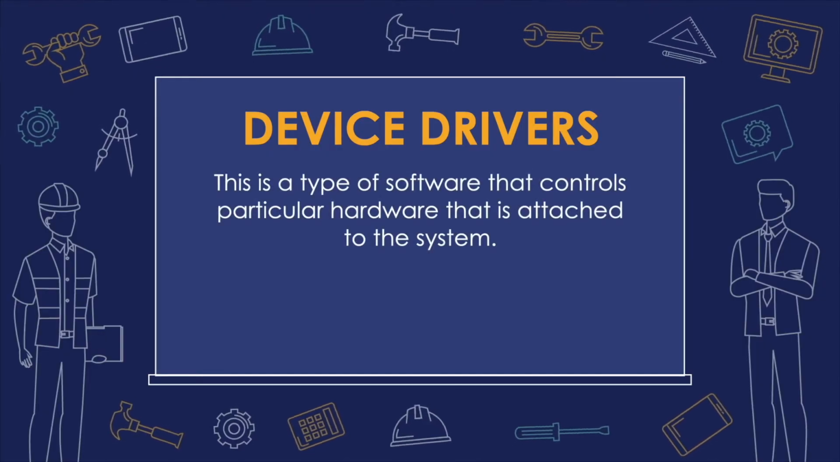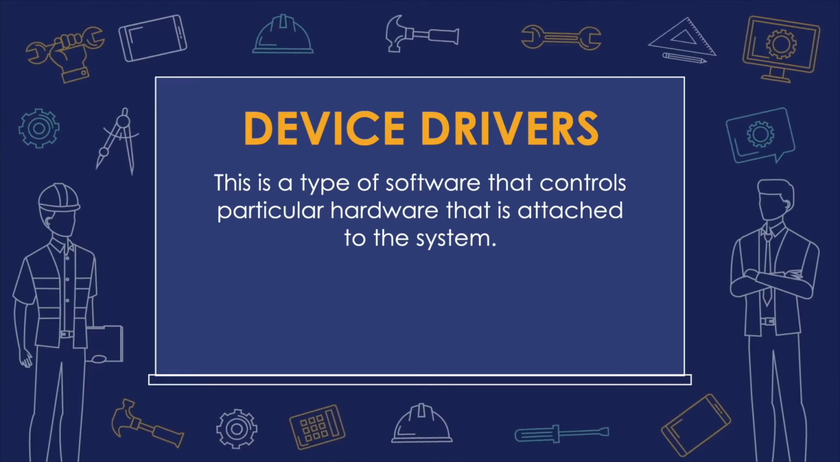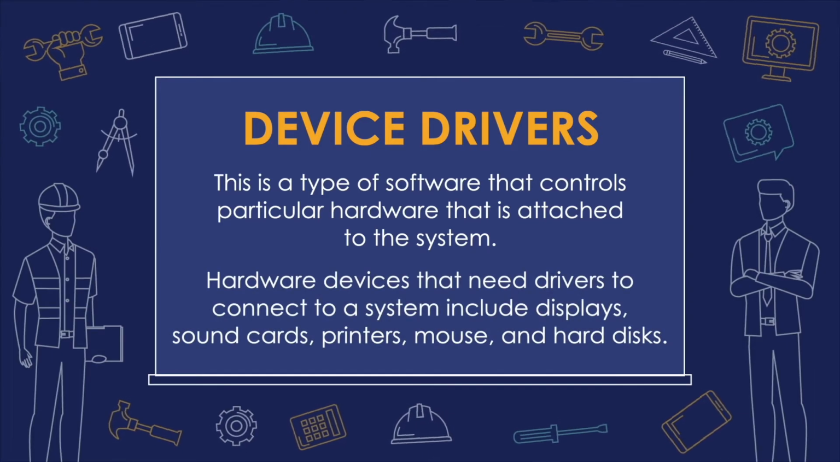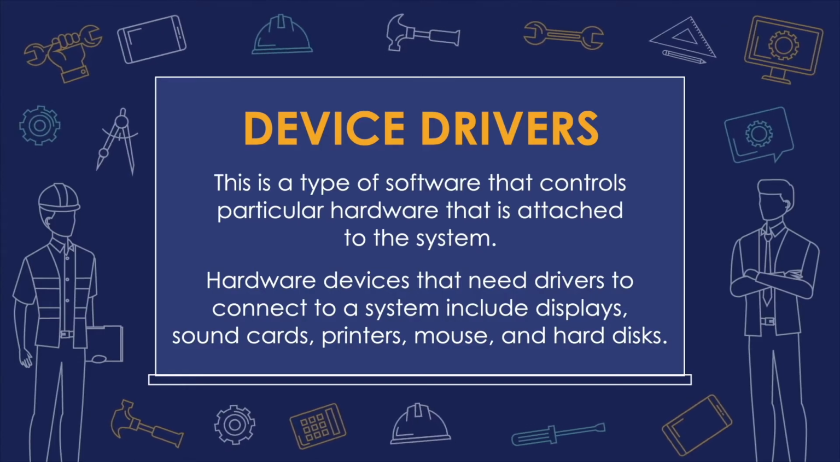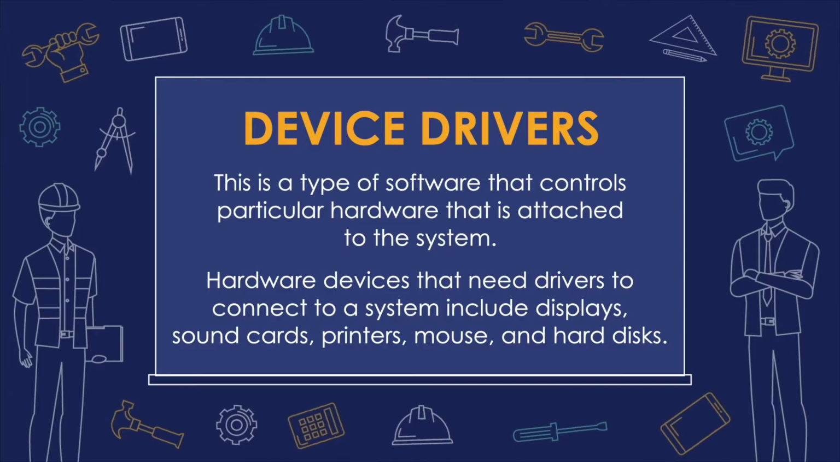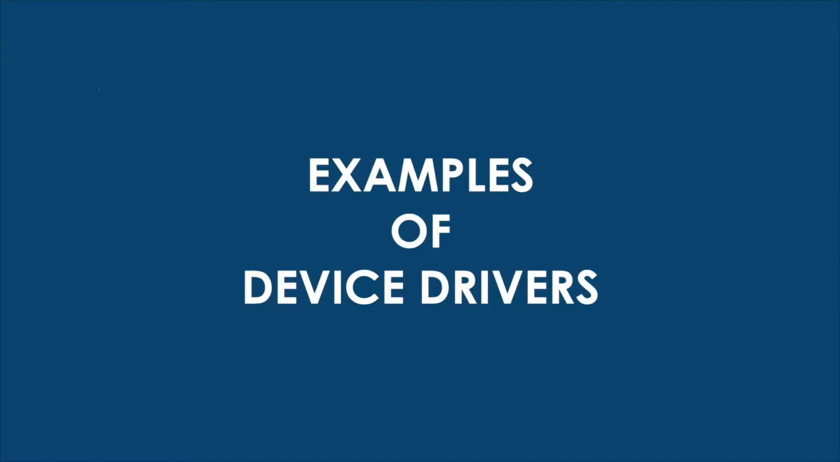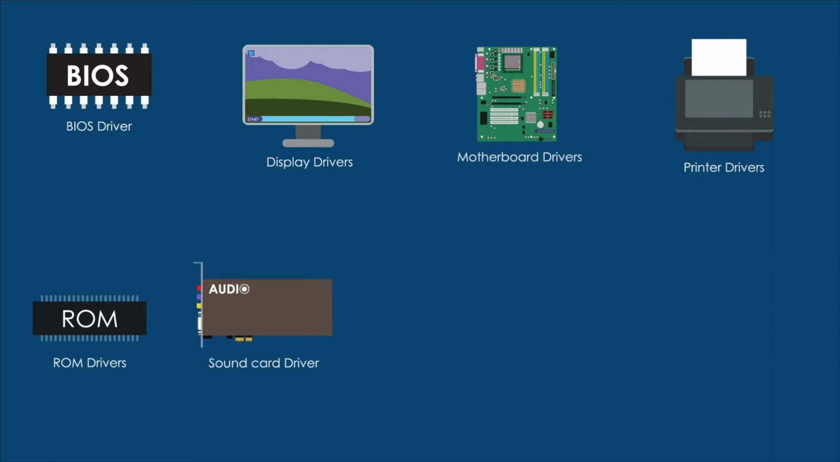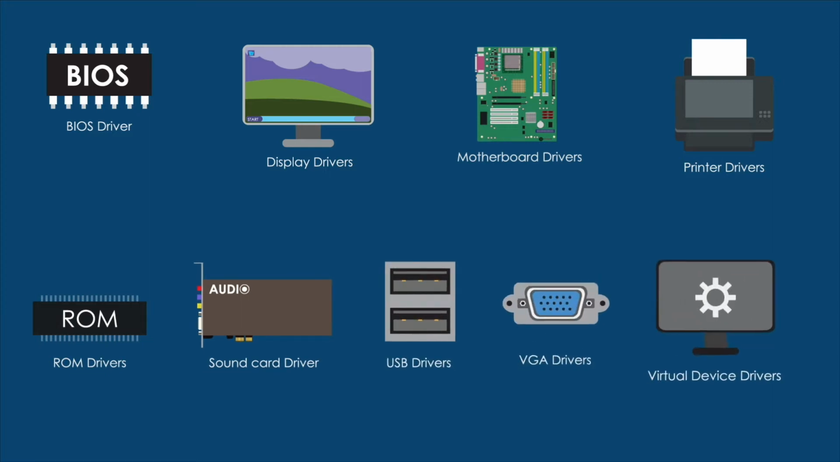Next, we have the device drivers. This is a type of software that controls particular hardware that is attached to the system. Hardware devices that need drivers to connect to a system include displays, sound cards, printers, mouse, and hard disks. Some examples are BIOS driver, display drivers, motherboard drivers, printer drivers, ROM drivers, sound card drivers, USB drivers, VGA drivers, and virtual device drivers.